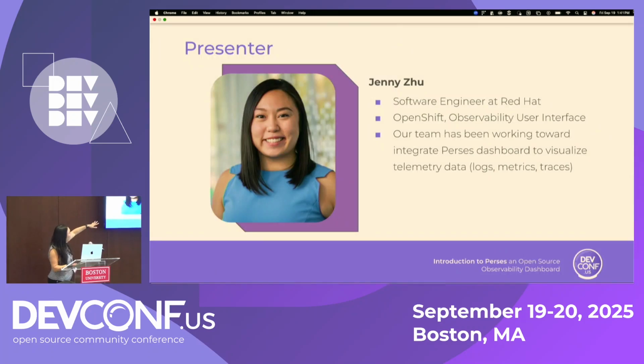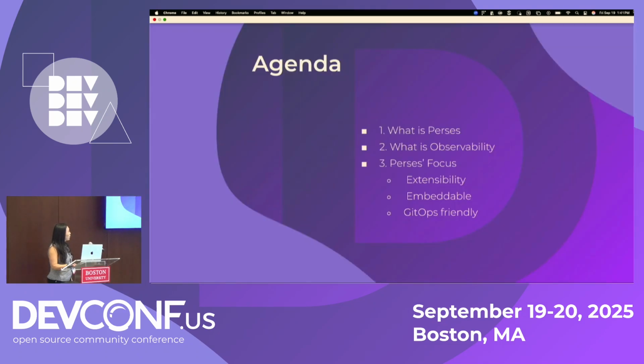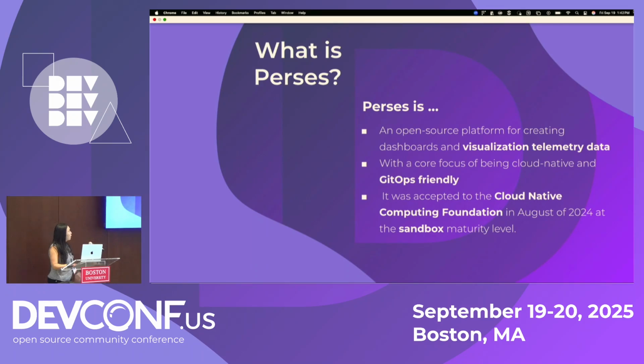So yeah, quickly again, software engineer at Red Hat. I'm a front-end engineer and we work in the observability space, and we're trying to integrate Persis into the OpenShift platform. And this is the agenda. So what is Persis? What is observability? And then Persis's focus. So I picked out 3 of its main focuses: extensibility, it being easily embeddable, and being GitOps friendly. So what is Persis?